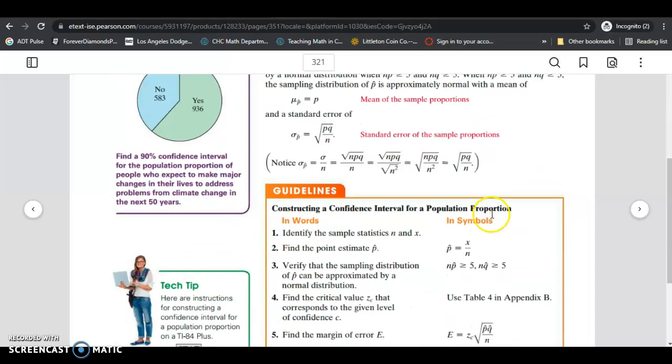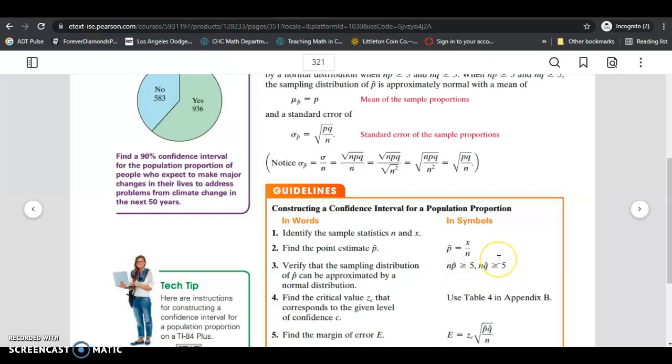One of those assumptions is that the sampling distribution of the sample proportion is approximately normal. So the sample proportion p hat is approximately normal when there are at least 5 successes in our sample. So this notation means at least 5 successes. And likewise, there are at least 5 failures in our sample.